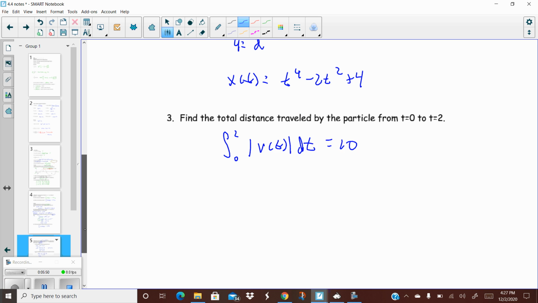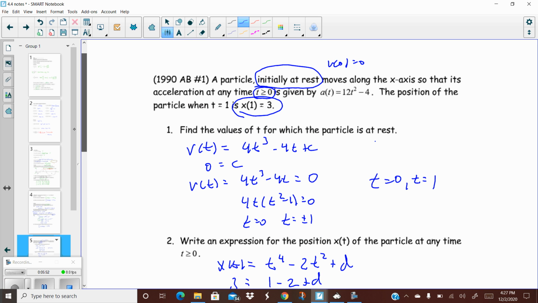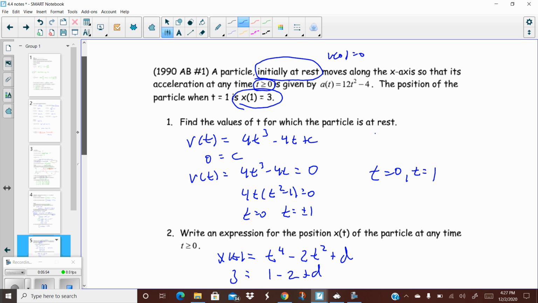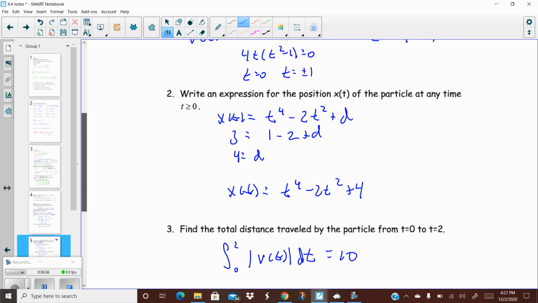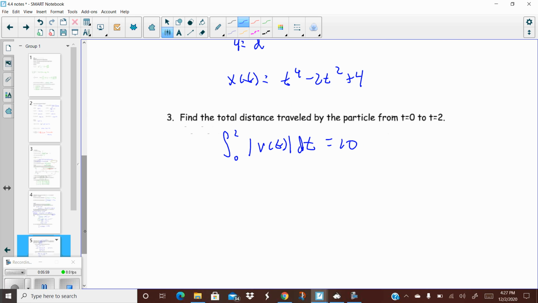And were we given units on any of this? It does not look like it, so I don't have to include units on any of these things. So total distance this thing traveled was 10 units.